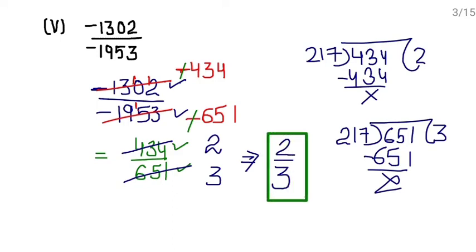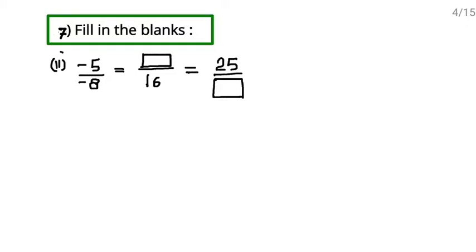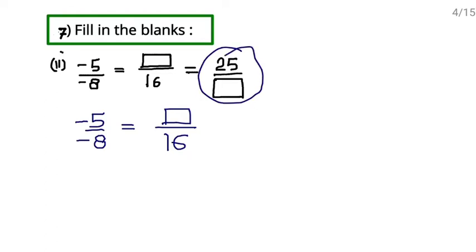This is your answer. Next question is fill in the blanks. Here on the left hand side they have given minus 5 upon minus 8 is equal to dash upon 16. Firstly we find this value. Leave this part for a few minutes, right? First we find the value of this blank.